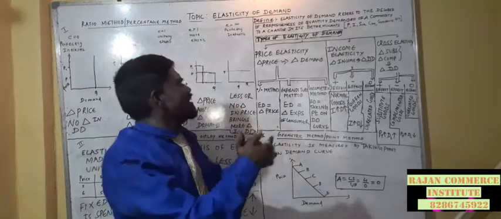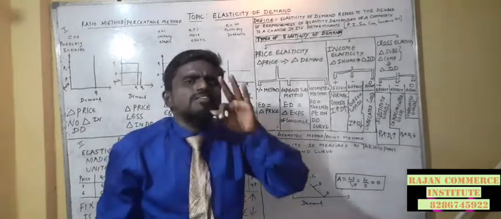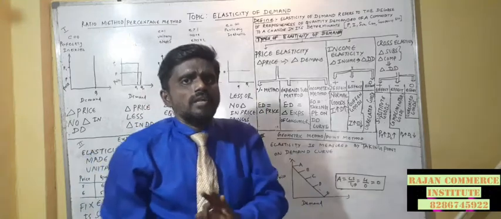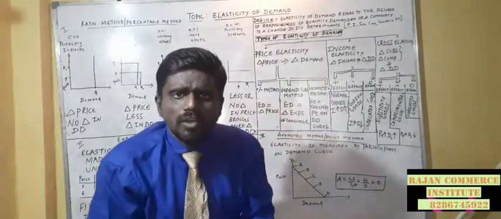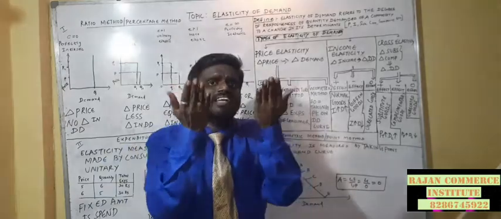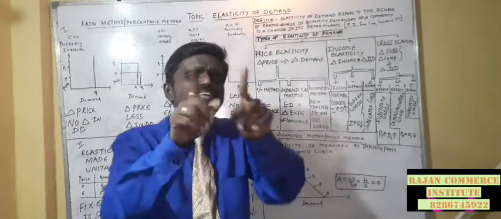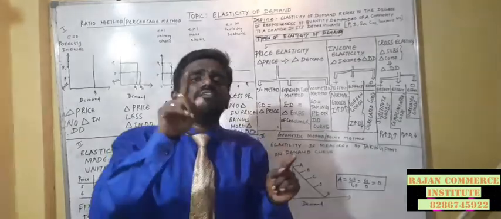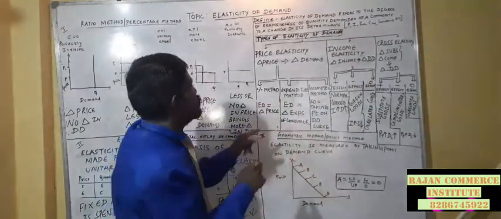In price elasticity of demand, there are three methods of measuring it. What is the meaning of price elasticity of demand? A change in the price leads to a change in the demand. That's what price elasticity of demand is. So there are three methods of calculating it. Okay, the first method is what?